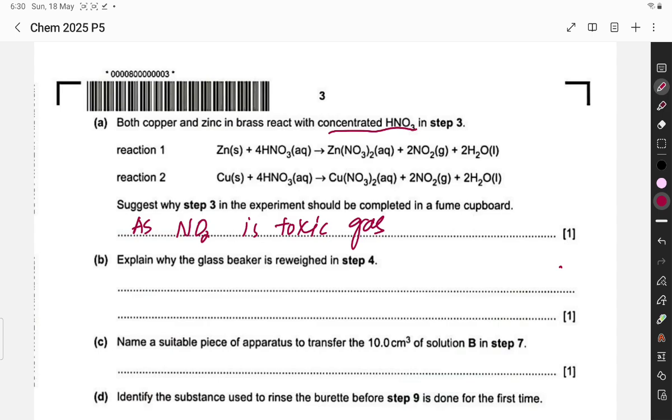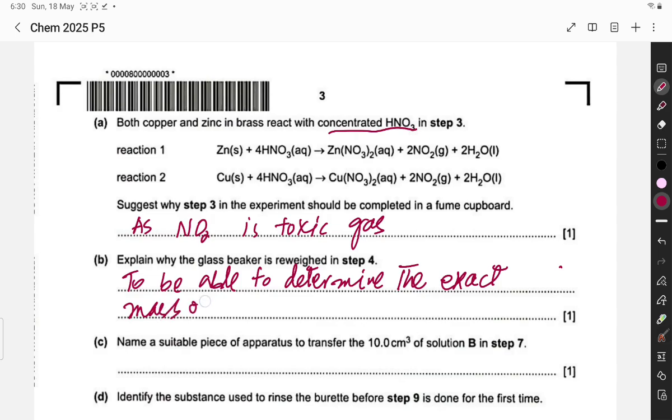Explain why the glass beaker is reweighed in step 4. It is reweighed in step 4 to be able to determine the exact mass of brass powder that has been transferred.